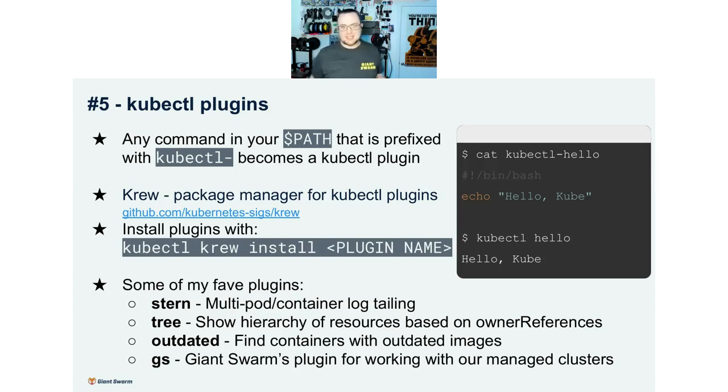As you can see on the right here, I've got a kubecontrol-hello file that just echoes out hello kube. I can do then kubecontrol space hello, and it'll run that script. Now, that could be done in Go, that could be done in Python, whatever is your language of choice. As long as it's within your path and it's got that kubecontrol prefix, it will be picked up.